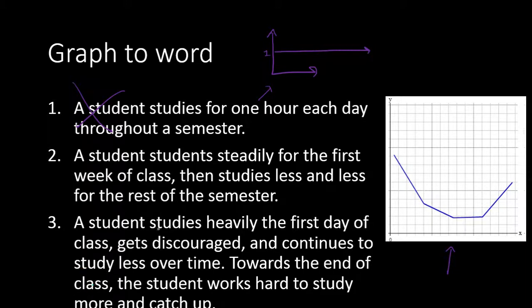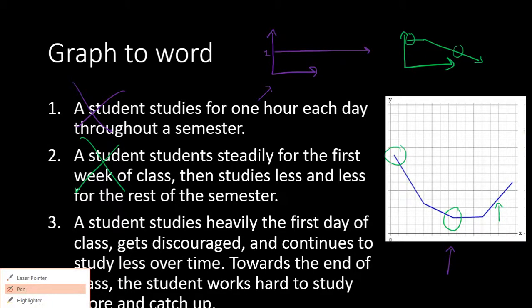Situation 2, a student studies steadily for the first week of class, then studies less and less for the rest of the semester. Okay, so if I had to guess, I would think the graph would look like this. Notice that my green graph and the graph in blue don't look very much alike. I do have a high beginning and then a decrease. But notice this one increases again at the end, and mine doesn't do that, and nowhere in this text does it mention anything about increasing again at the end, so it can't be situation 2, which leaves situation 3.